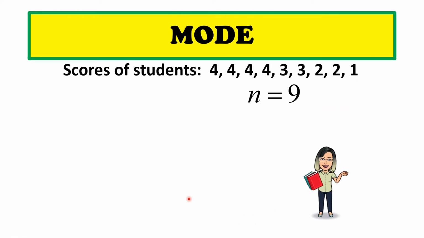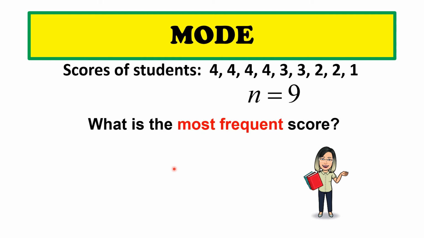We need to find the mode. So, what is the most frequent score? The most frequent score is 4. So we have the mode. Our mode is 4.